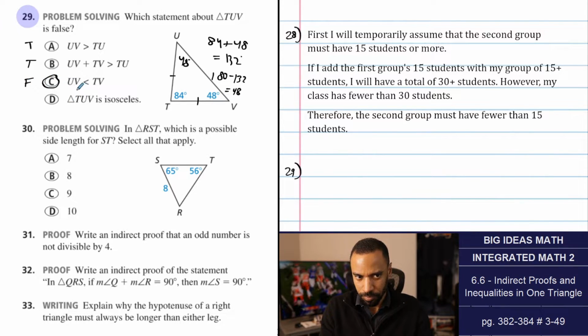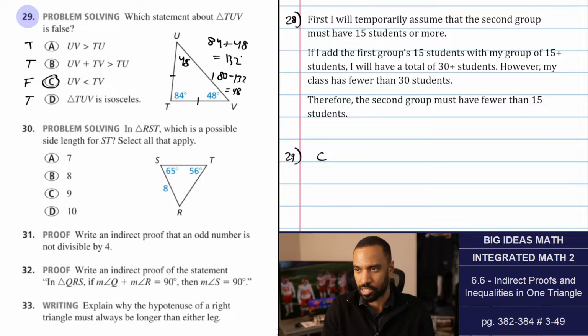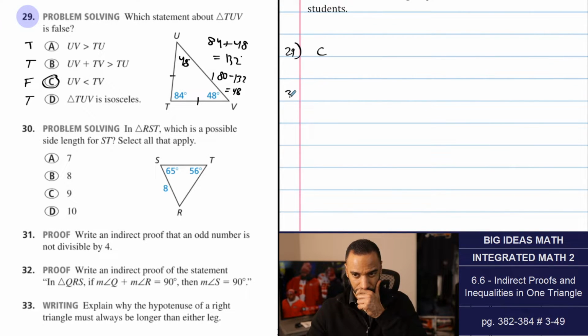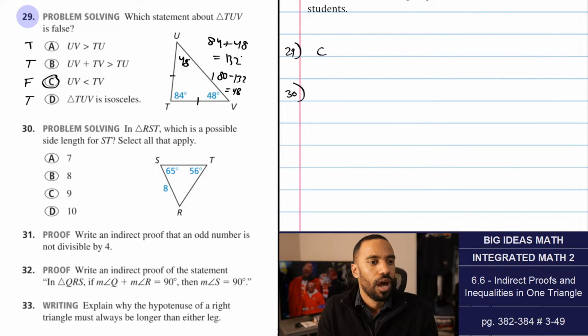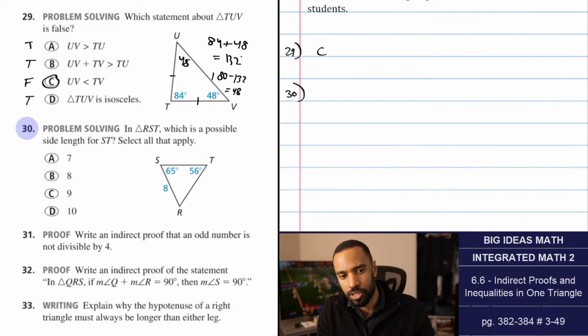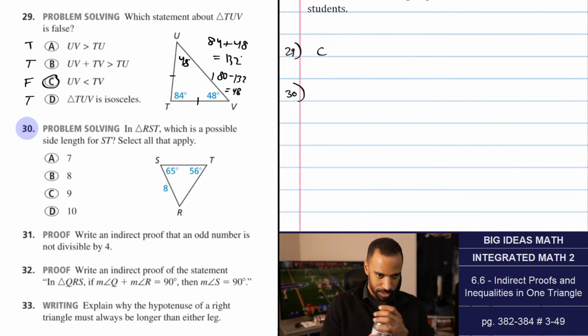Let's look at D. TUV is isosceles. Yeah, that's true. Now that we have this, angle is 48 degrees. Again, base angle is the same. These two are going to be congruent. Absolutely true. So on number 29, which statement about triangle TUV is false? I'm just going to put C. You can kind of see on that side what I did with it. Hopefully be okay that I'm doing that. Unless they ask me to explain it. Problem 30. In triangle RST, which is a possible side length for ST. Select all that apply.